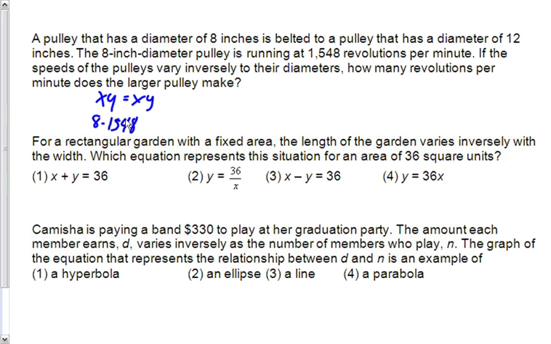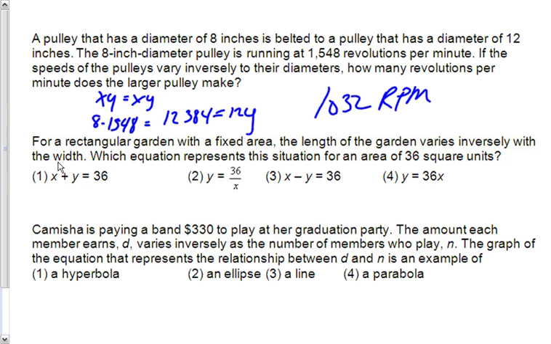8 times 1,548, you get 12,384. Okay. Well, if I'm going by 12, so that's 12 and then a y. So you're going to divide it by 12, and you get 1,032. It's going to make 1,032 revolutions per minute.